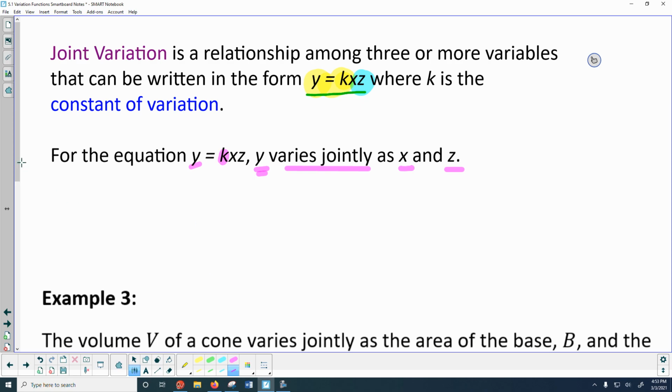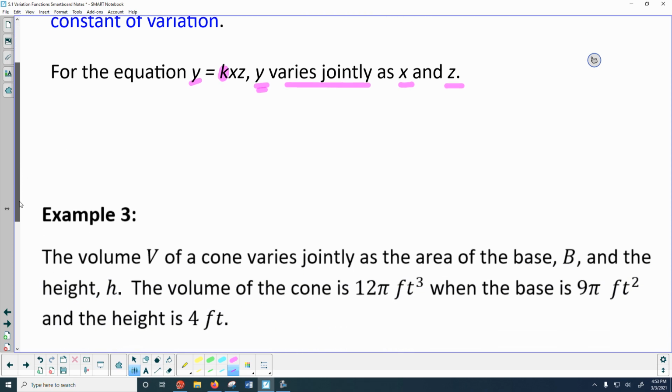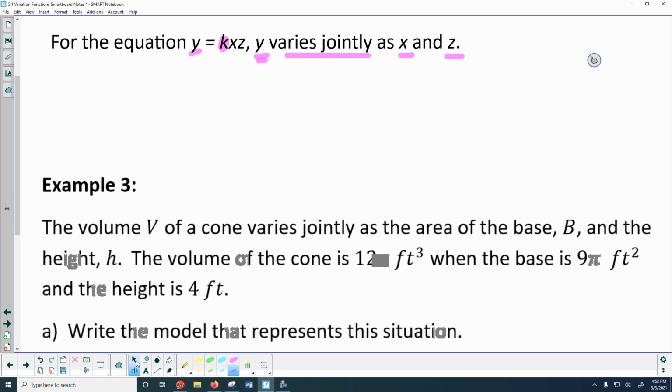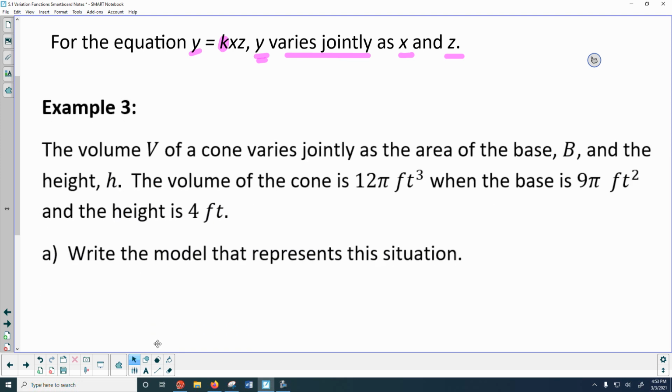So example 3, we're going to try it with a word problem. Again, I'm going to keep that pattern right at the top so we can see it, and I'll drag this up just a little bit to help us out. It says that the volume V of a cone varies jointly, keyword here, as the area of the base, capital B, and the height h.